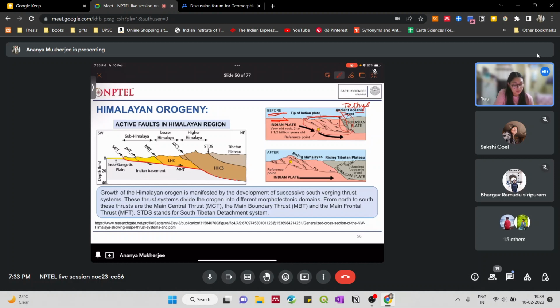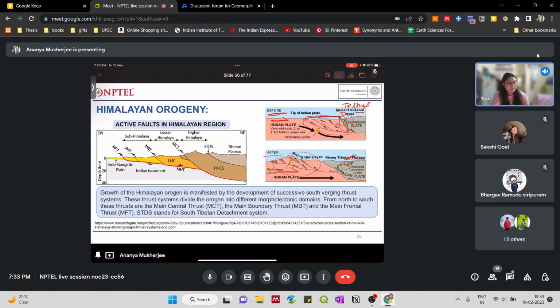So there are different thrust faults at the tip of the Indian plate. Now this is at the time of collision. After the collision you can see that all of this ancient oceanic crust got hidden over here. And the tip of the Indian plate is where the collision is still going on. The Eurasian plate is moving towards the southern side and the Indian plate is moving to the north, and this is still happening.